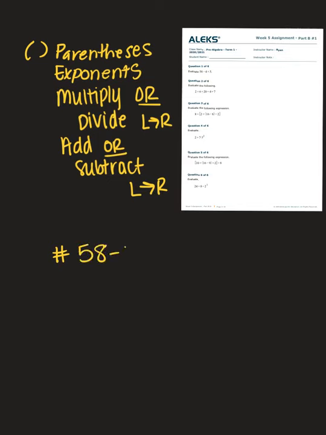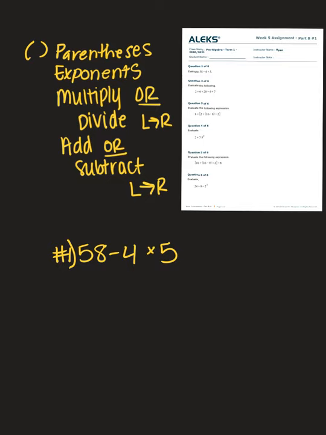So if we look at our first question here, number 1, sorry. 58 minus 4 times 5. Are there any parentheses? No. Any exponents? No. Multiplication or division? I see multiplication, so I'm going to underline that. I like to work through and underline whichever step I'm working on and simplify that.